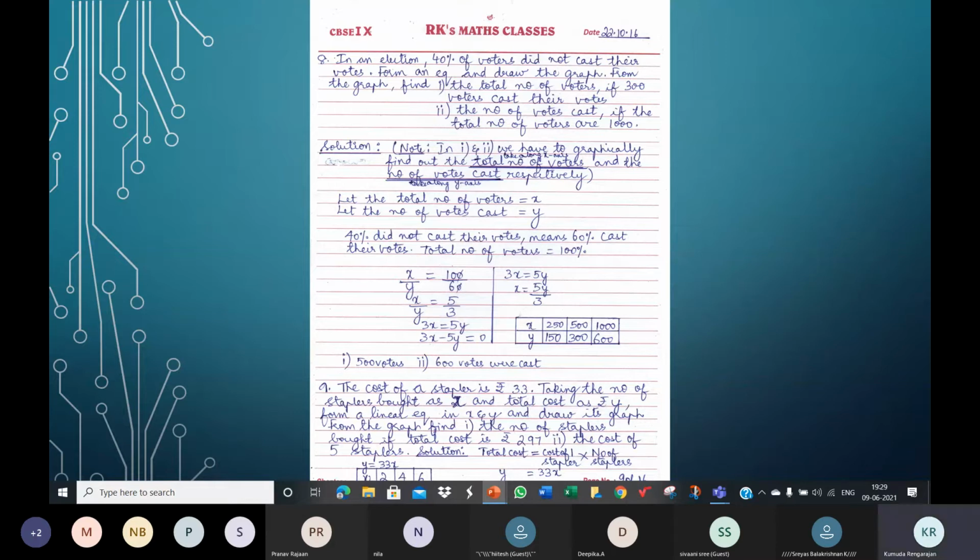What is the ratio of the voters who cast to the voters who did not cast? 60 to 40, 60 by 40. Who cast their votes? 60. Who did not cast their votes? 40. 60 by 40, or 3 by 2.